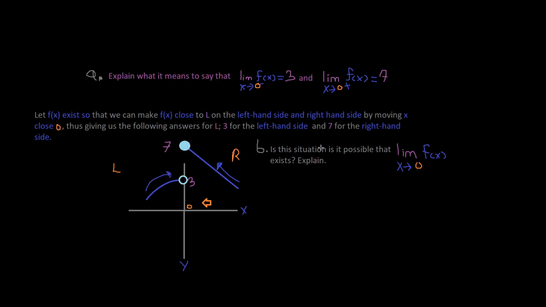Alright, so the second part says, in this situation, is it possible that the limit for our given function exists? Explain. Well, let's take a look. So we got this portion of our function that's closed. So we have a closed interval right here. And then we have this portion of our function that has a hole for this interval, which is the interval of 0. Alright? And so the question is asking us, is it possible that our limit exists?